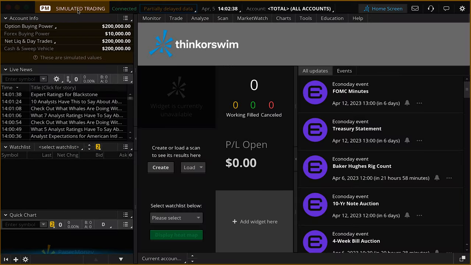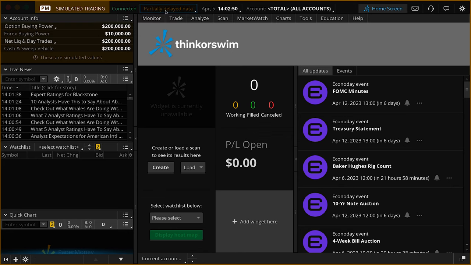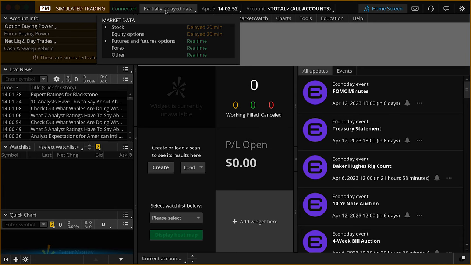Okay, so now that we're logged in on paper Money here, we're going to look along the top edge of the platform. You will see that we are logged into simulated trading and we are connected to the internet. You can also see that we have partially delayed data. By default, paper Money comes with a 20-minute delay. To the right of that, we have our date and time. And to the right of that, we have our account selector.